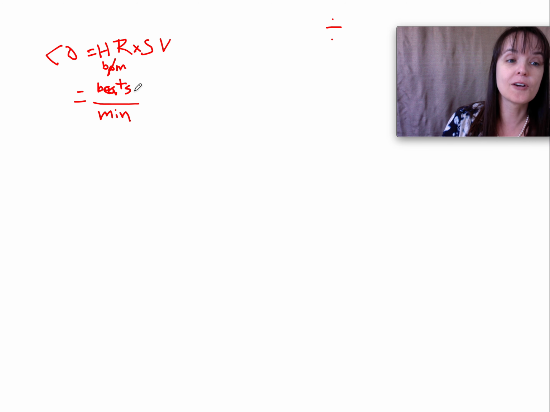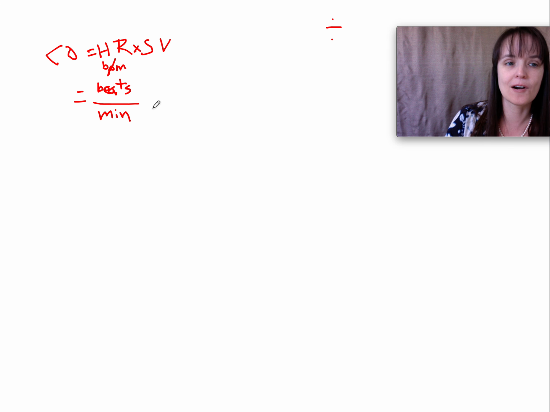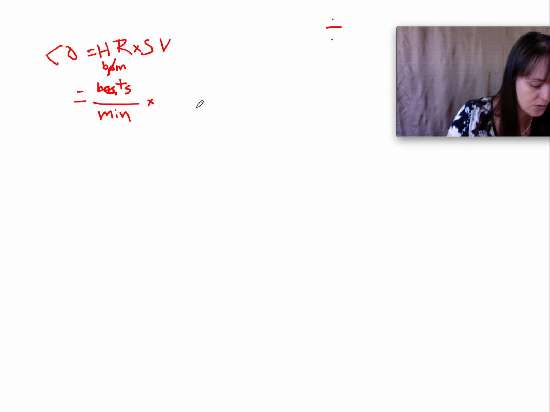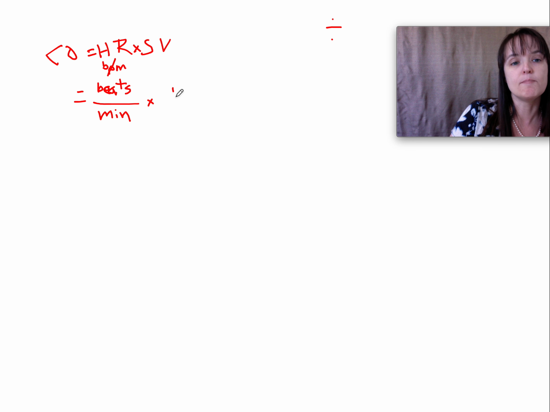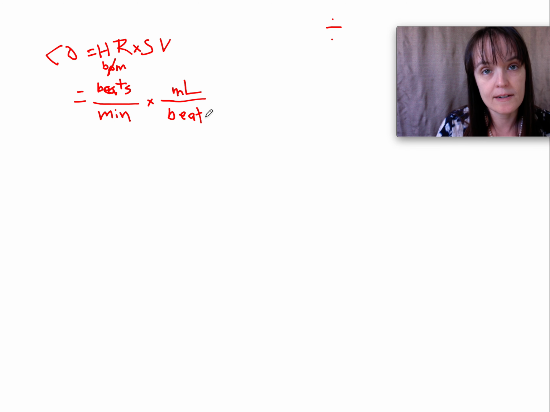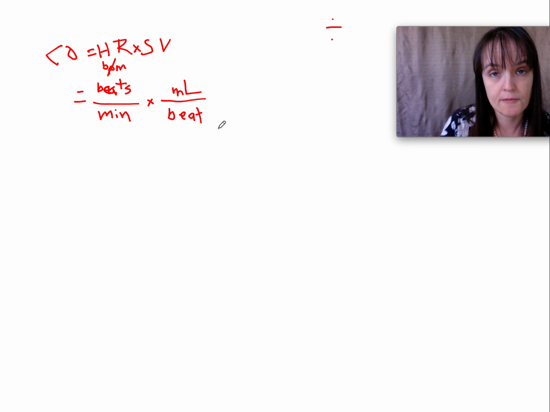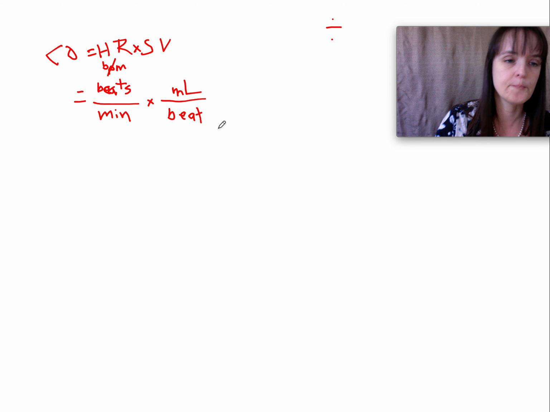Okay, so the numerator is the top number, denominator is the bottom number, so beats divided by minutes is our heart rate. We're going to multiply that by the stroke volume, and the stroke volume is the amount of blood pumped with each beat, measured in milliliters per beat. So if you've already had algebra, you know what's coming next. If you've not had algebra yet, this stuff you're going to need to know. Okay. So the beats cancel out.